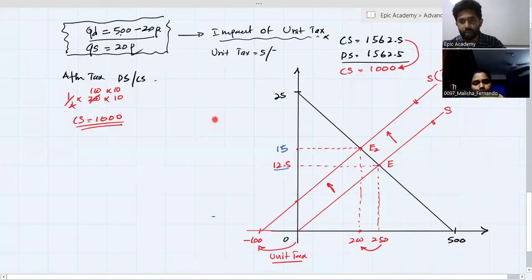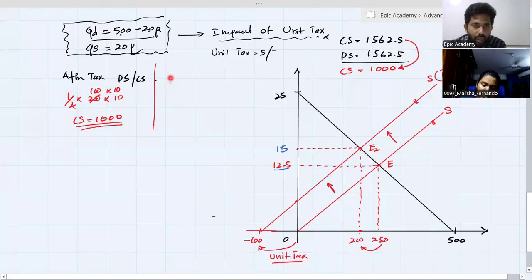Did you get this one? Yes. Consumers lost their satisfaction, their surplus, because of the tax. How much? 562.5. Right. This is the loss because of the tax. And again, you have to calculate the value for the producer surplus. Half into length.